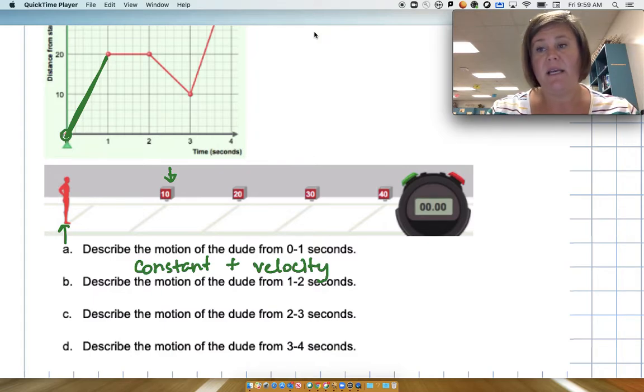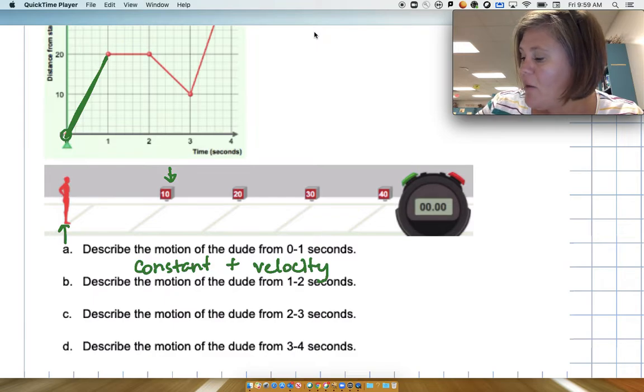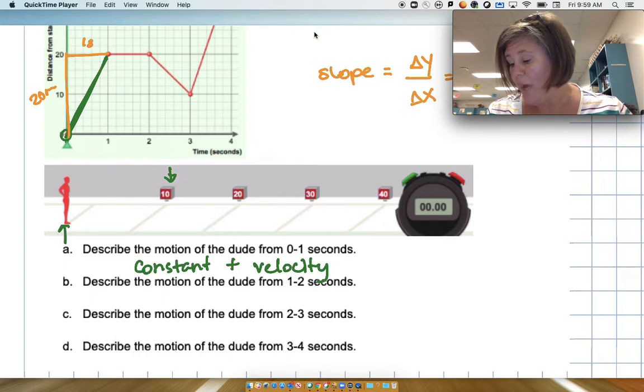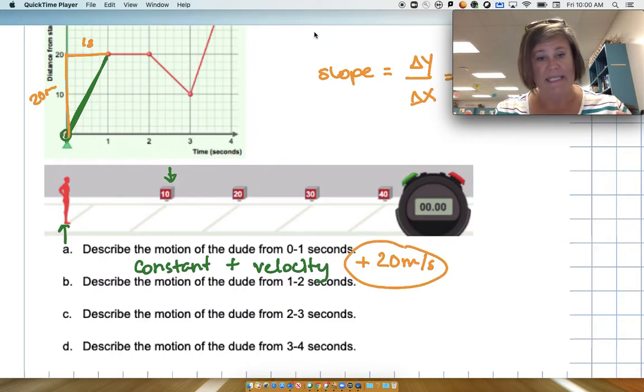You could even include his velocity, okay? If you think about this, rise over run, we're rising up 20 meters here. We're running for 1 second. Well, we know that slope, you can say, is delta y over delta x, or you could say that that is rise over run. And so 20 divided by 1, that would be positive 20 meters per second for that velocity, for that first 1 second. Okay?